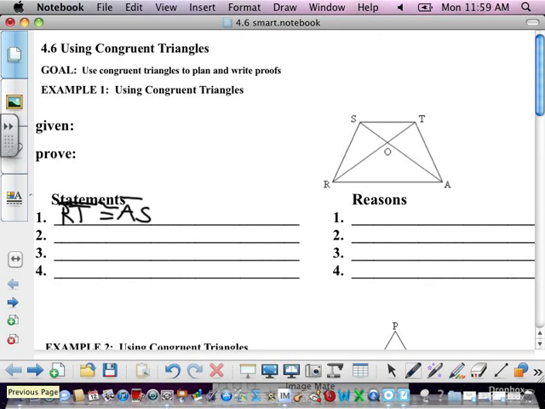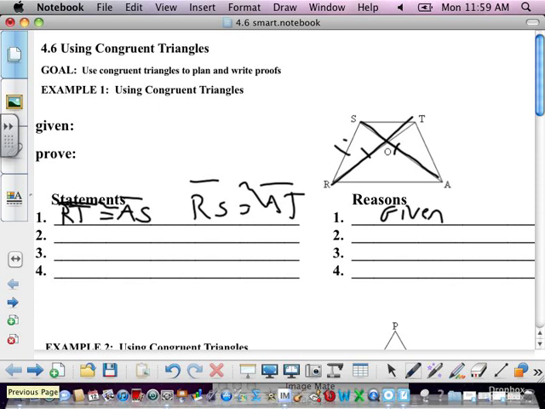So RT is congruent to AS. So I go to RT. That's congruent to AS. Okay. And I've got RS is congruent to AT. So I go to RS is congruent to AT. Okay. All right. So what do you think?